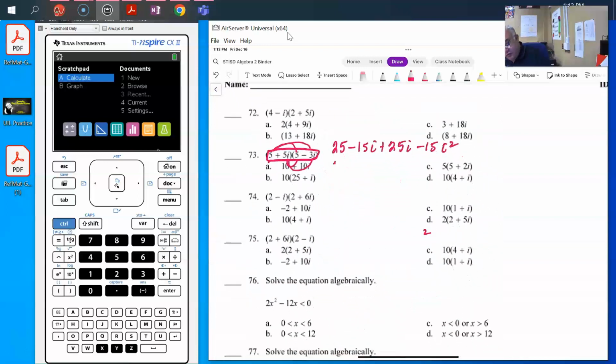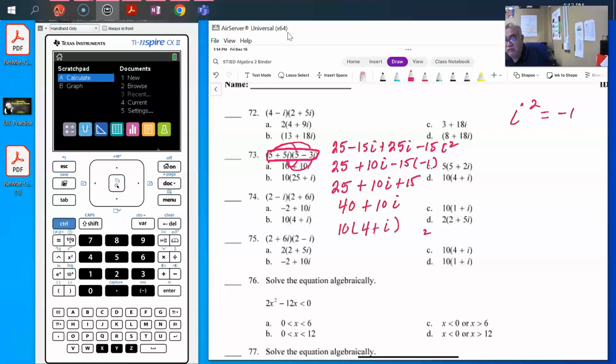So we have 25 plus 10i, because the sum of negative 15i and 25i is 10i. And then you have minus 15 times negative 1. One thing you have to remember, that i squared is equal to negative 1. So you have 25 plus 10i plus 15. 25 plus 15 is 40. So it's 40 plus 10i. And your answer will be in that form, or you will factor, in this case, a 10. And you have 4 plus i.